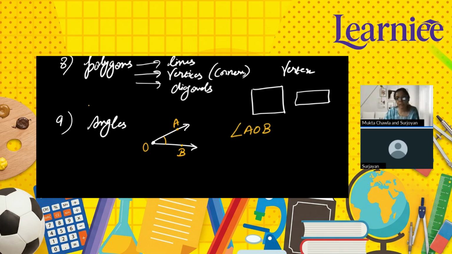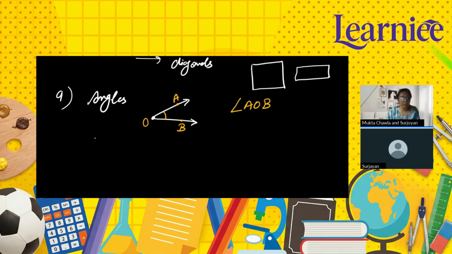This center alphabet needs to be at the center of both alphabets A and B. Got it? That's why we cannot say OAB, or we cannot say A, since they are not at the center, they are not the vertex. So the vertex needs to be in the middle, right? Good.